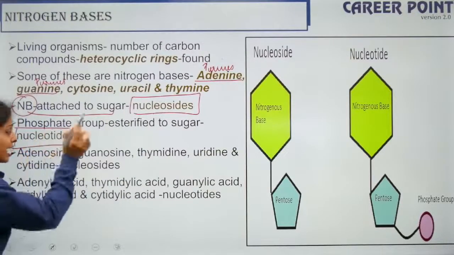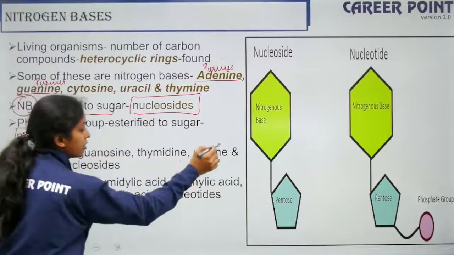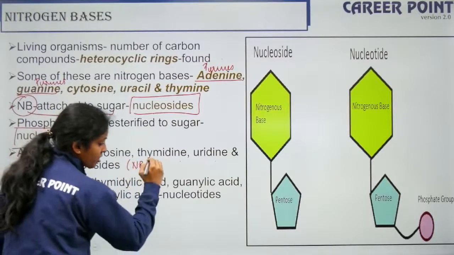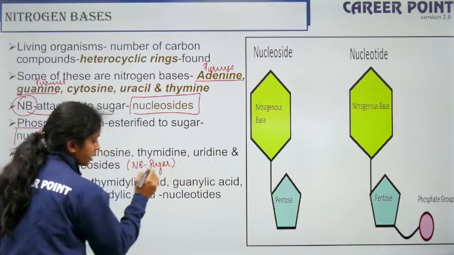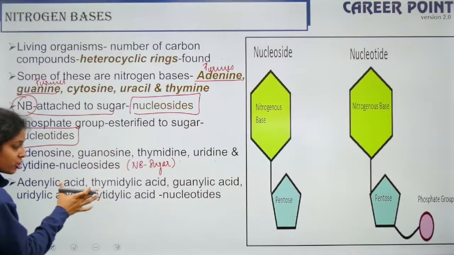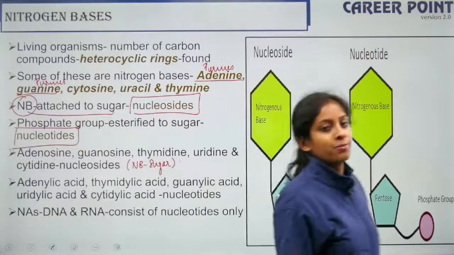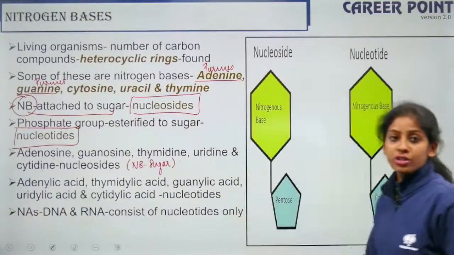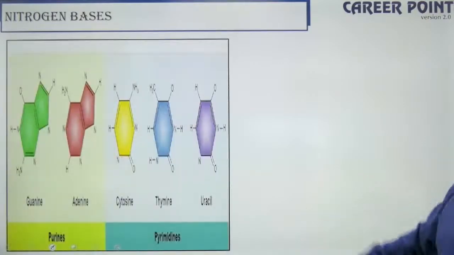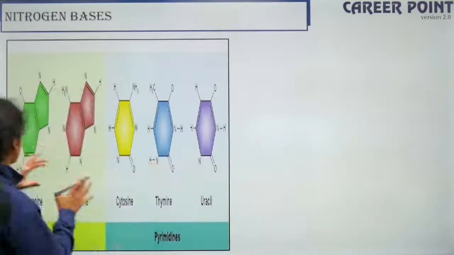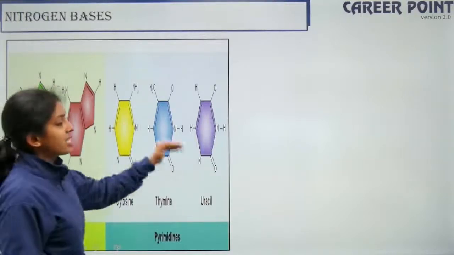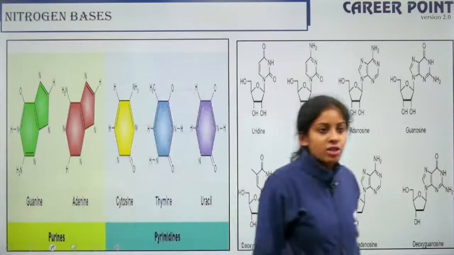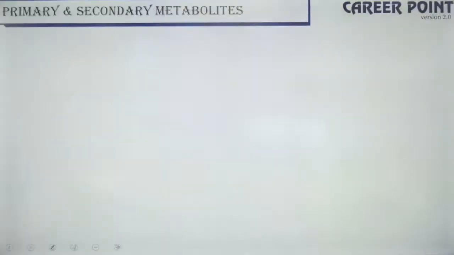Your nucleosides will be adenosine, guanosine, thymidine, uridine and cytidine. This is when your nitrogenous base is attached to the sugar. When this nucleoside is attached to the phosphate, they form your nucleotides. Alright, so DNA and RNA are nucleic acids and they consist of nucleotides only. I told you purines are double ring structures, so you have one ring, another ring, but pyrimidines are single ring structures. Clear? You can see it more clearly here. Again, it needs a lot of nitrogenous base, right?